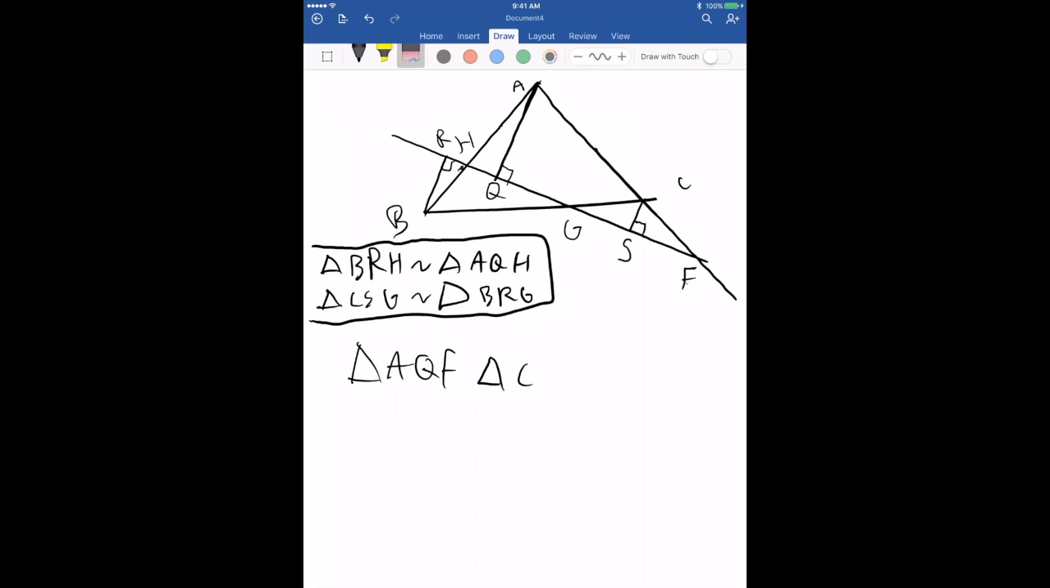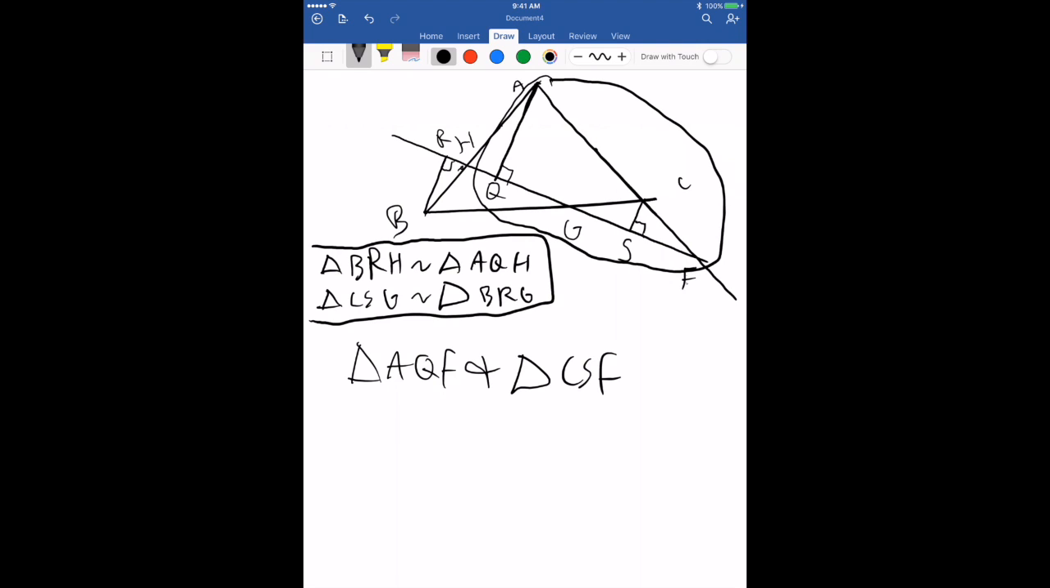One second. All right, and triangle CSF. If you see that, it'll be triangle CSF here, then this big triangle here. It's sort of hard to see because of all these other lines in there, but you can see triangle AQF.